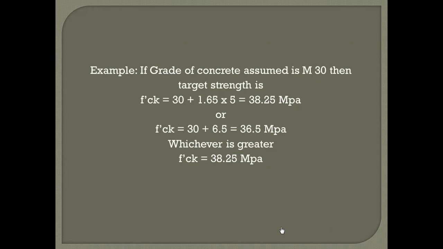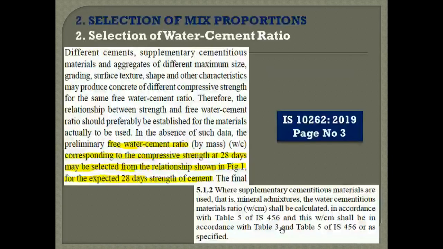I hope you understood the difference between target and characteristic strength. Target strength is the strength obtained from the concrete mix design, whereas characteristic strength is the strength given in the code book. So when you cast the cubes, the strength for 100 cubes should be in the range of 30 to 38.25. Only 5 cubes can be less than 30. So this is the first step, that is target strength.